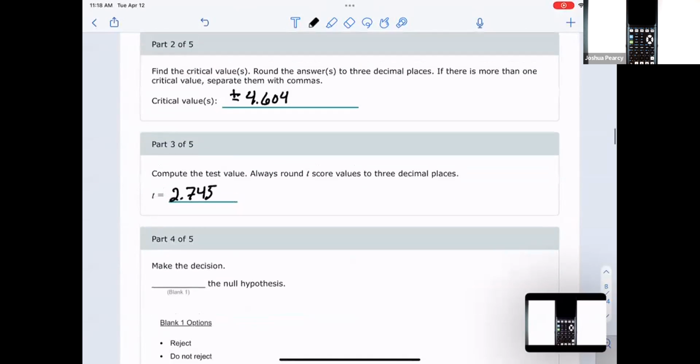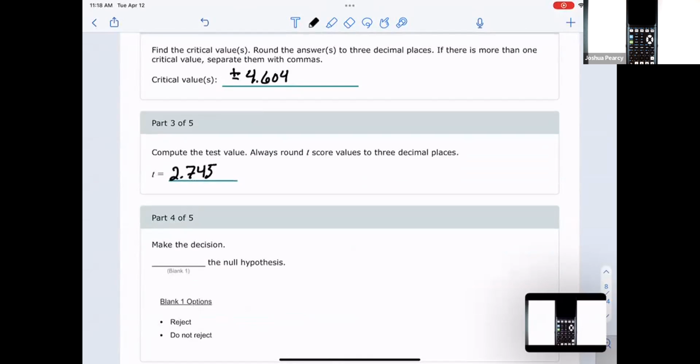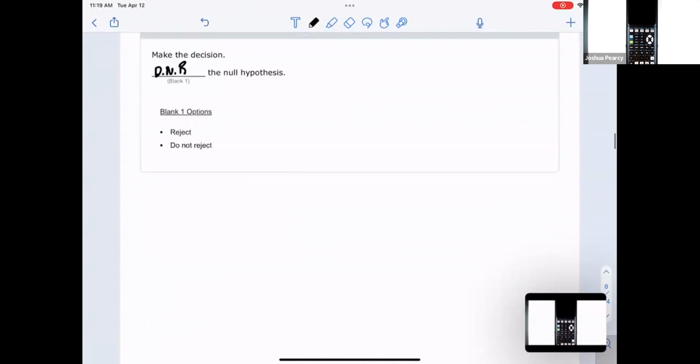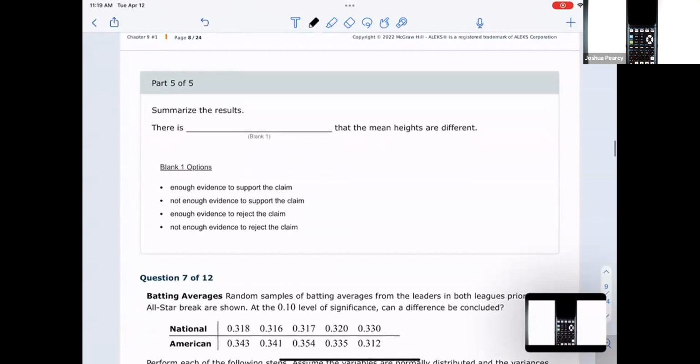Then make the decision. Does it fall within those two critical values or outside them? Falls inside them, right? In between negative and positive of the critical value. So it falls within the do not reject region, so you do not reject. That makes sense, Randall? Then summarize the results. In this case, the claim was the alternative, so it's going to be down to these two. And which one is it? Not enough evidence to support the claim.